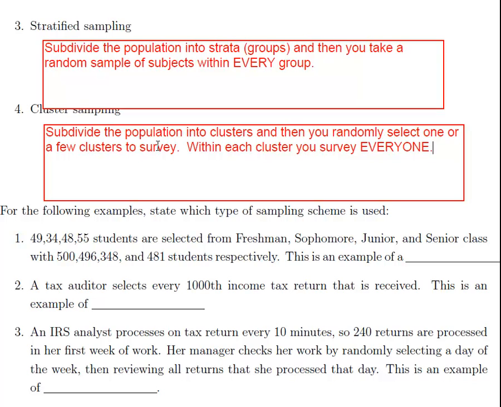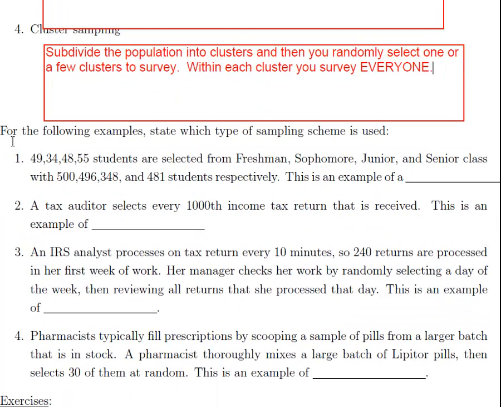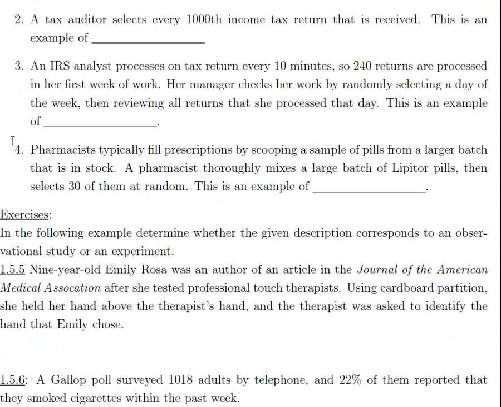Okay, so the difference between a stratified and a cluster is really what you do to each group or cluster. So with the stratified, you are going to every group, but within a group, you're only taking a random sample. In a cluster sample, you're not going to every cluster, but when you get to a certain cluster that you selected randomly, then you survey everyone within that cluster. Okay, so that's the difference between a stratified and a cluster. So we're going to work through a few of these examples.